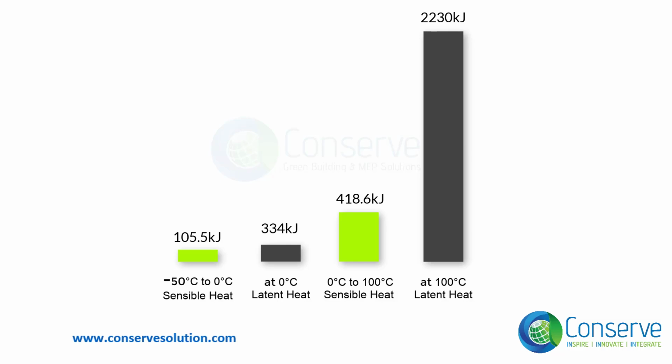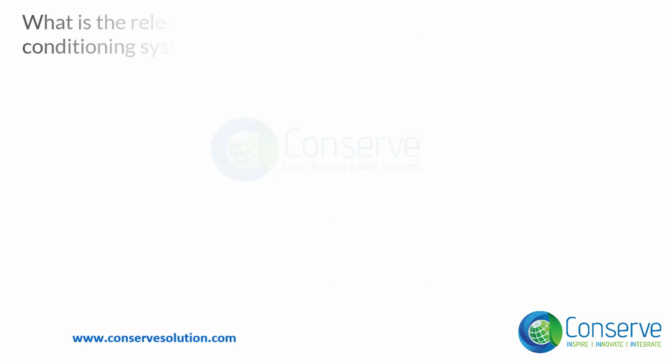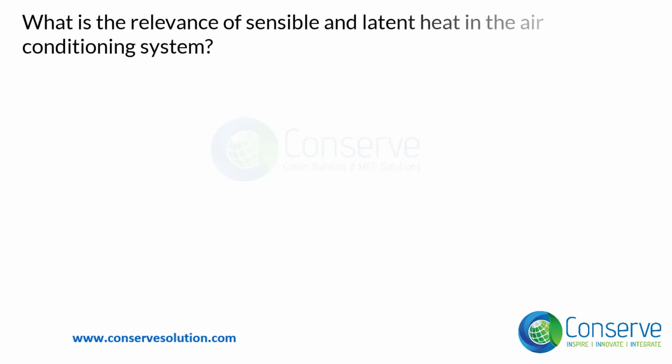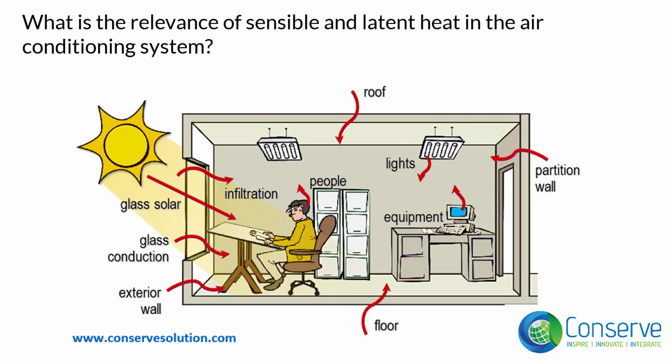The latent heat exchanged during change of phase is very much utilized in the air conditioning system. What is the relevance of sensible and latent heat in air conditioning system? In air conditioning system design, it is important to understand the type of heat gain to the space to select the right equipment. For example, the solar heat gain into the building through windows, wall and roof is sensible heat.